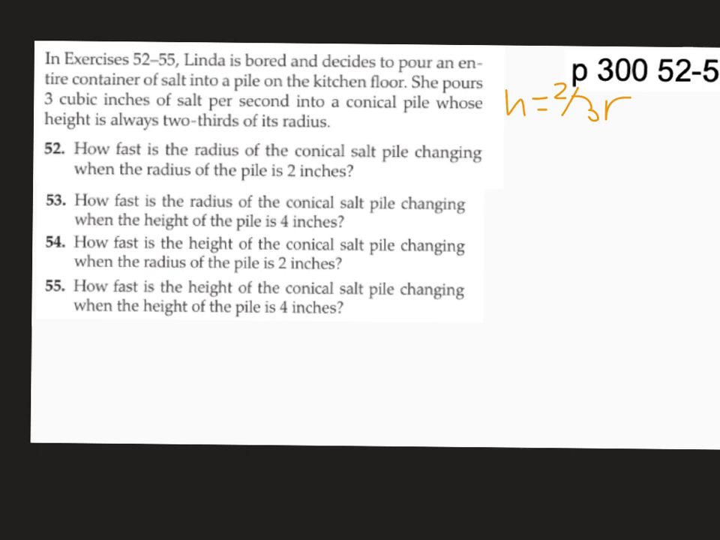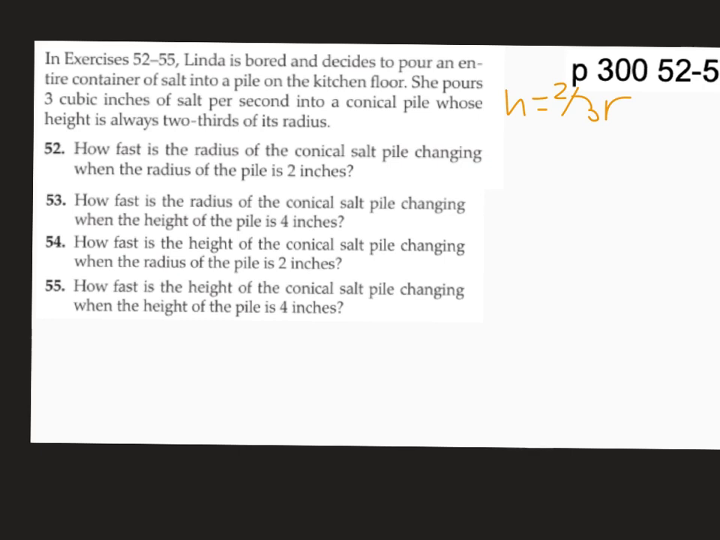So in these cone questions, there's a similar triangle thing going on, which I can explain. So I guess I'll just do the first part. Y'all can figure out the rest. How fast is the radius of the conical salt pile changing when the radius of the pile is 2 inches? So we have a volume.